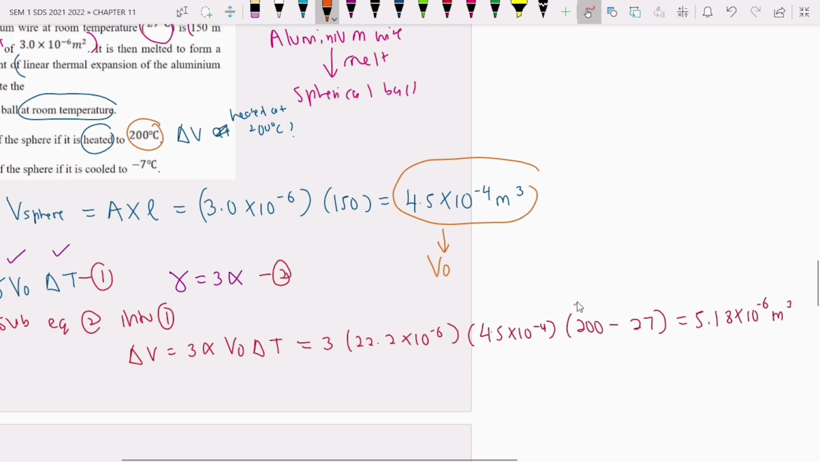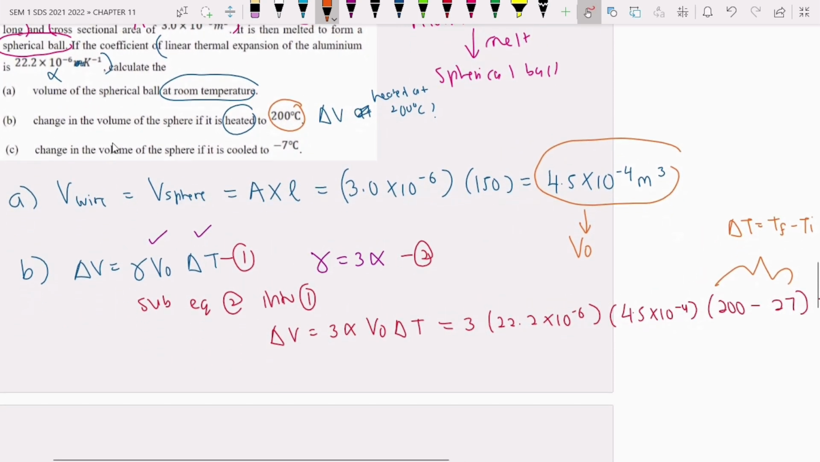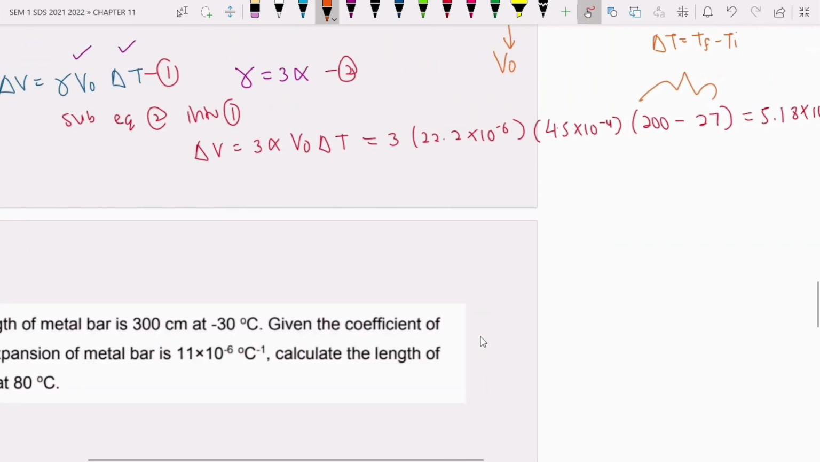This is the change in temperature. The change in temperature is the final temperature minus the initial temperature. The initial temperature is 27 degrees Celsius because it's at room temperature. Now we are going to look at the next question. Change in the volume of the sphere if it is cooled to negative 7 degrees Celsius. Just now it was heated to 200 degrees Celsius, but now it's cooled to negative 7 degrees Celsius.